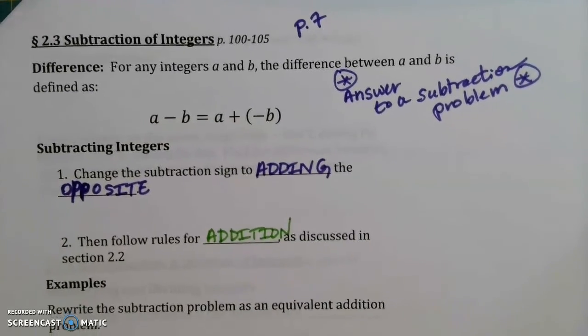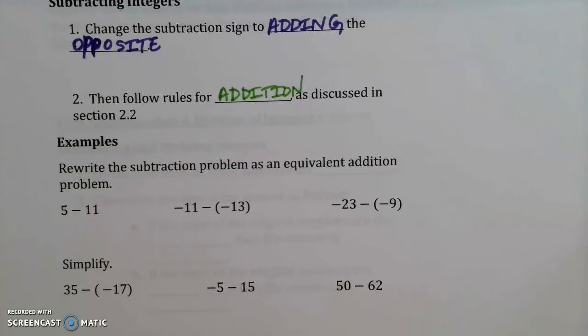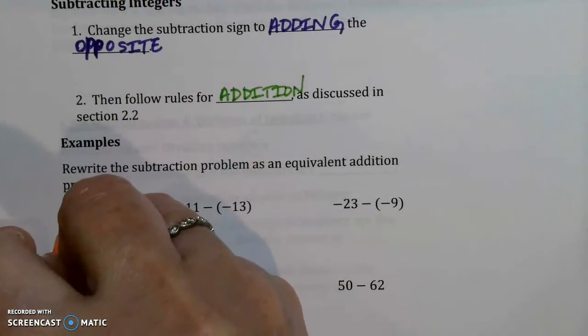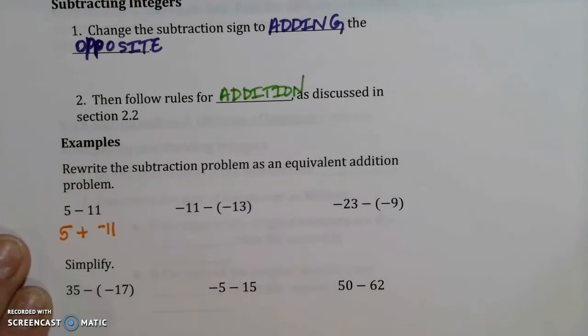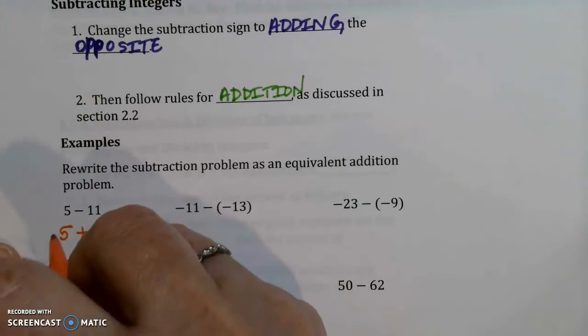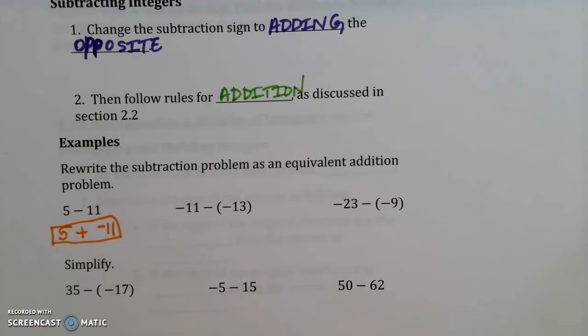So occasionally there will be a couple where you just are rewriting that subtraction problem as addition. So let's look at this first one, 5 minus 11. So I can rewrite that as 5 plus the opposite of 11. And if all you're being asked to do is to rewrite the problem, that's it. You don't actually have to simplify it. That's just it, and you're done.